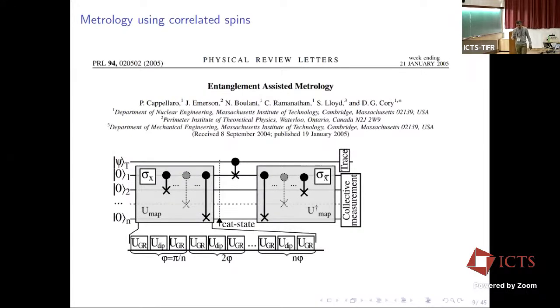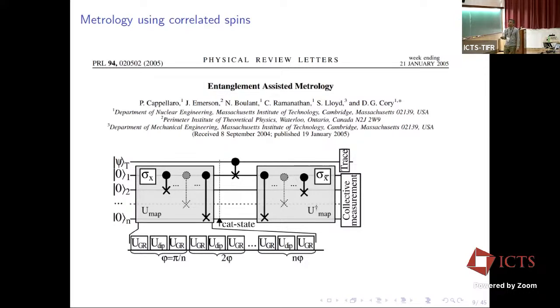We got into this motivated by two papers. One is by David Cory in 2005, where he discussed entanglement-assisted metrology. What he described was, instead of taking one spin and trying to do a measurement, why don't you take a large number of spins and entangle them, and then basically prepare a cat state and use that for measurements. So this is very interesting.